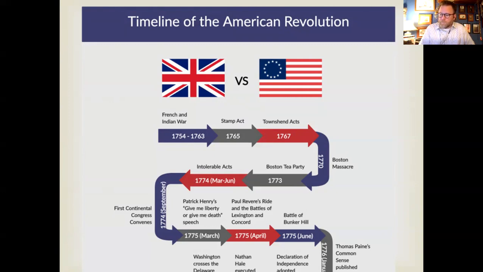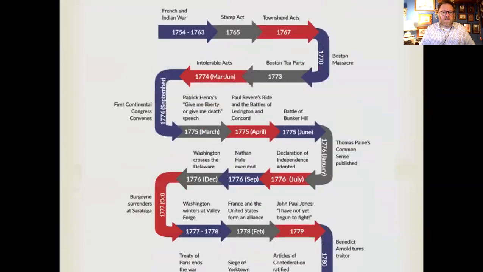1774. And then you have the First Continental Congress, where they, in 1774, say, okay, we've got to address this. There's a lot of inequity going on here. 1775, Washington crosses the Delaware. Let's just move on there, see if I can get this more clear.